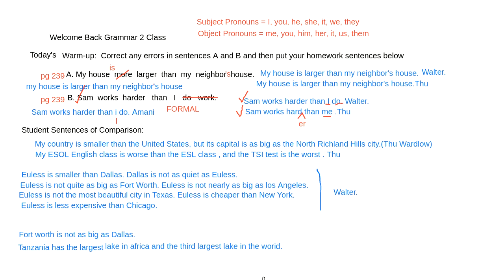Formal means we probably do not do this when we're talking with friends, when we're texting. We usually do this one over here. Sam works harder than me. We like to use the object pronoun. That one is more common in everyday English. The formal way is mostly in writing, or maybe if you're trying to be formal or in some kind of formal speech. Okay? Any questions? No.